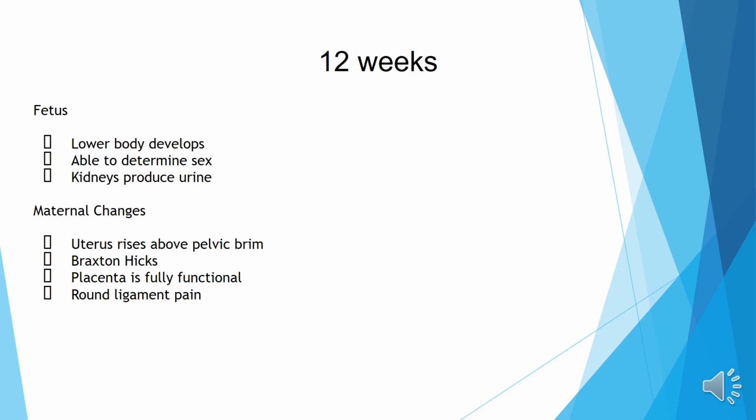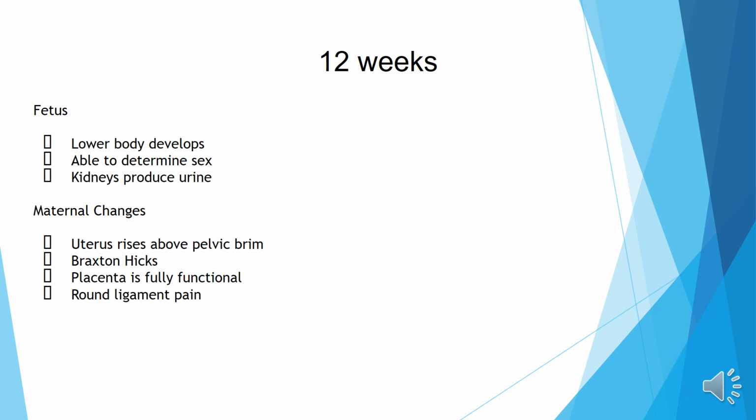The placenta is fully functional at this point, and at 12 weeks is when that corpus luteum officially dies off, which makes sense because remember that corpus luteum was providing progesterone and estrogen to support the pregnancy. Once the placenta is fully formed, then the placenta provides the progesterone and estrogen to support the pregnancy. So isn't that great how that works?